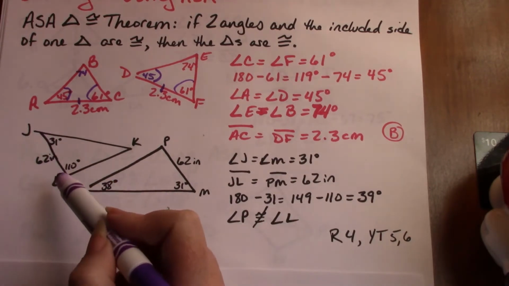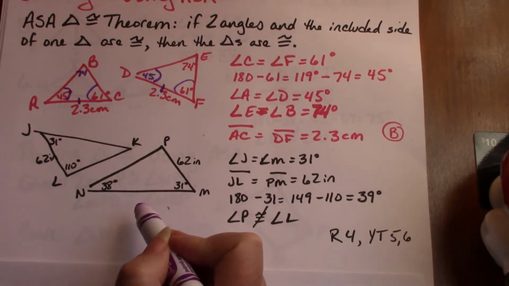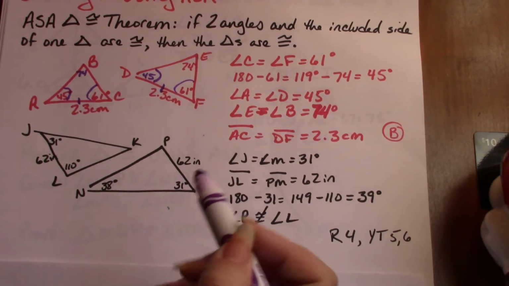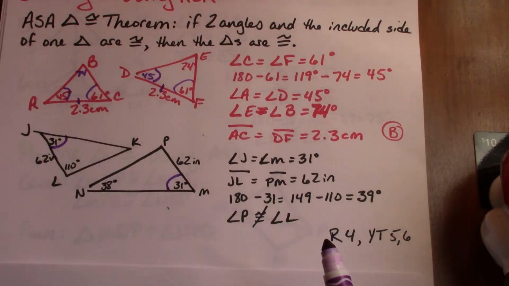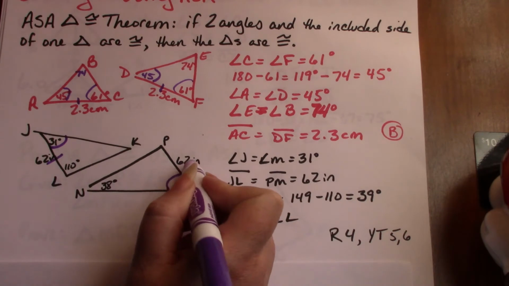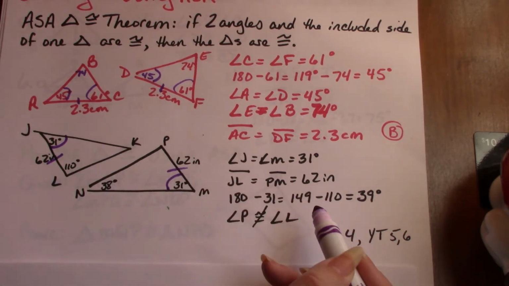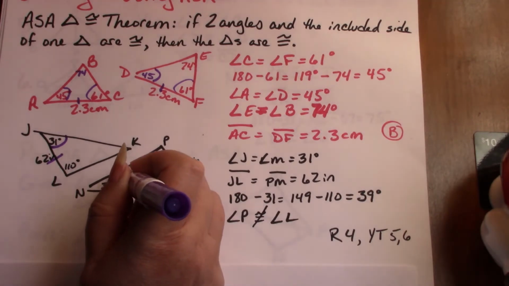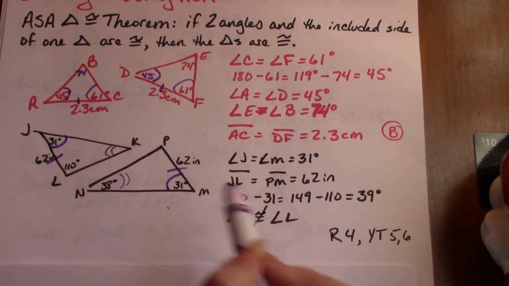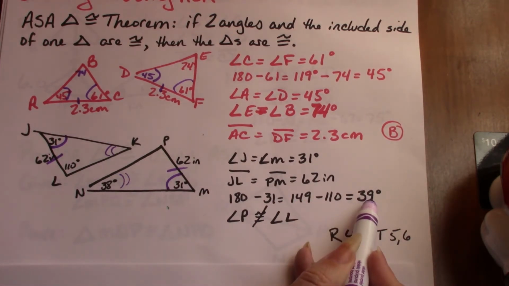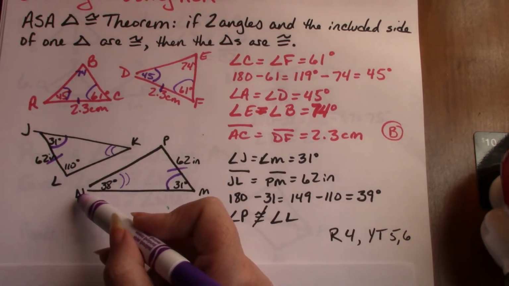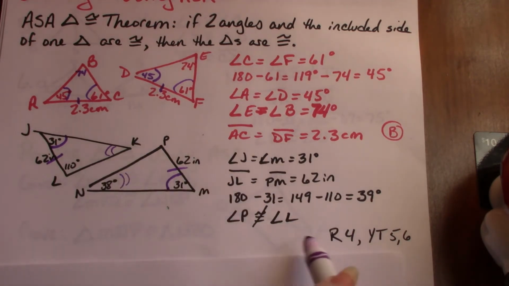Here we have triangle JKL and triangle MNP. And we know that angle M and angle J are congruent at 31, that line JL and line PM are congruent at 62. And the question is, does this angle equal this angle? So we do 180 minus 31 minus 110, that equals 39. So we realize that angle N does not equal angle K, which means that the triangles are not congruent.